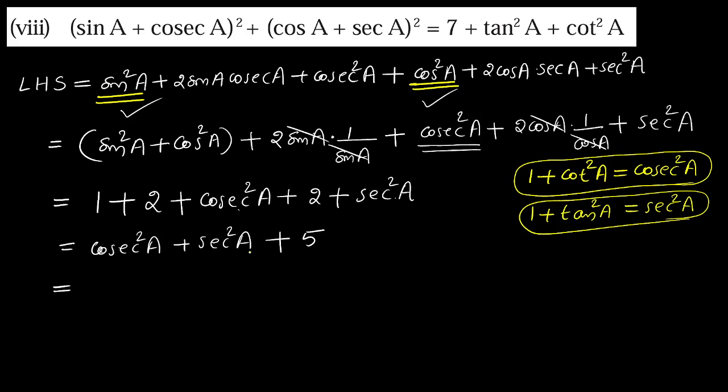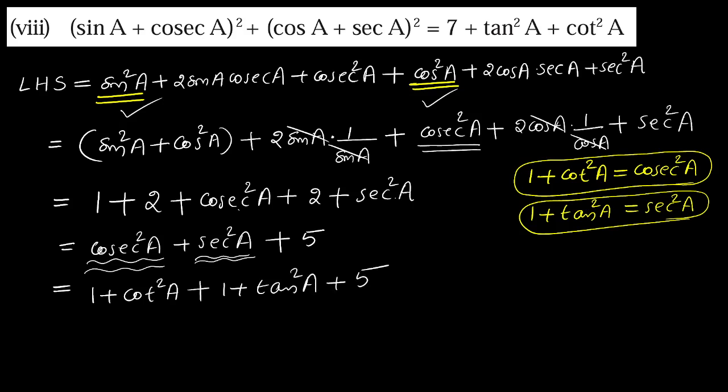So I am using that identity here. So cosec square a, can I write cosec square a as 1 plus cot square a? Yes, because the RHS contains cot square, that is why. Can I write sec square a as 1 plus tan square a? Yes, sec square a is 1 plus tan square a, we studied that identity.